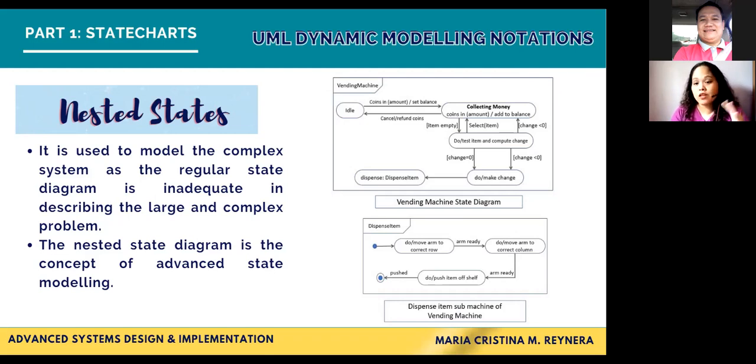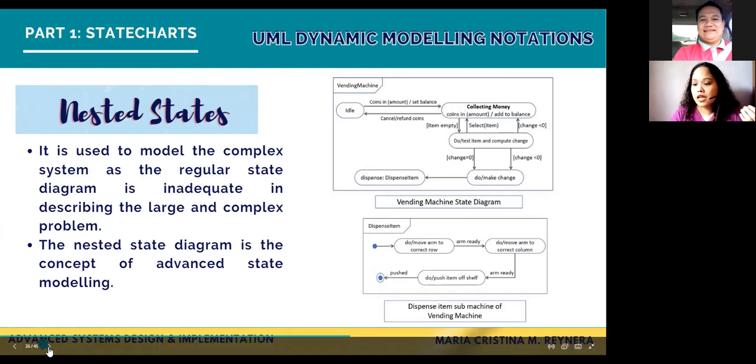The term submachine is defined as a state diagram which is triggered from one higher level state diagram to another one. So this is the higher state diagram, then there is another one under. Okay, so the next is the history state.